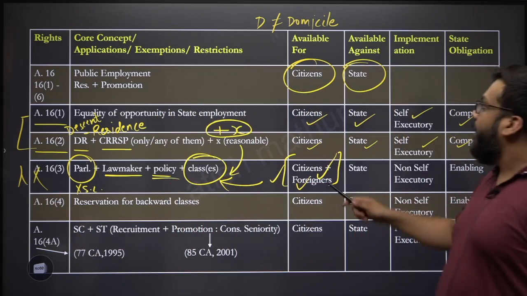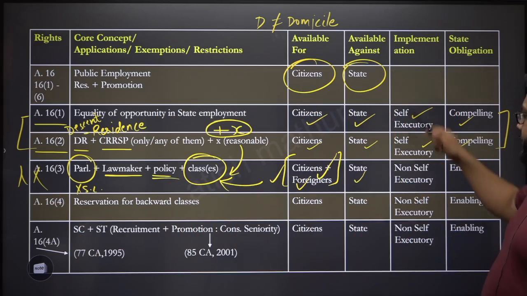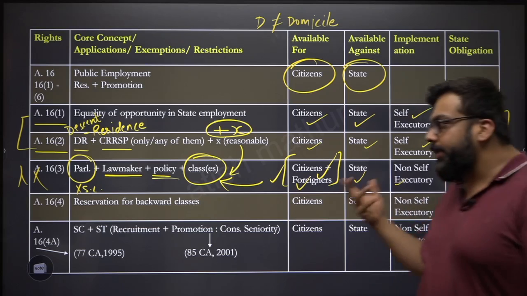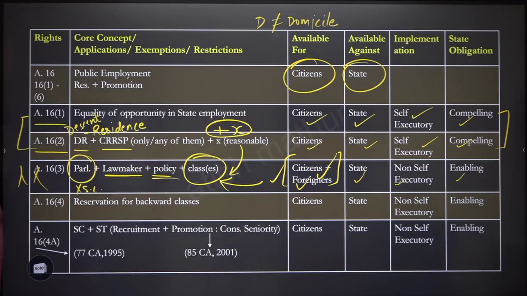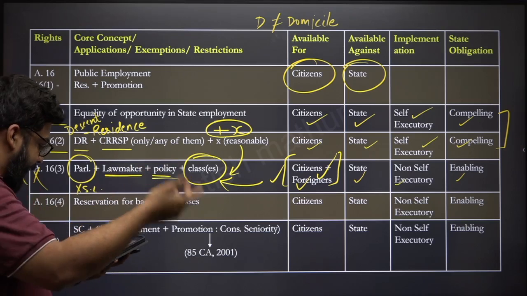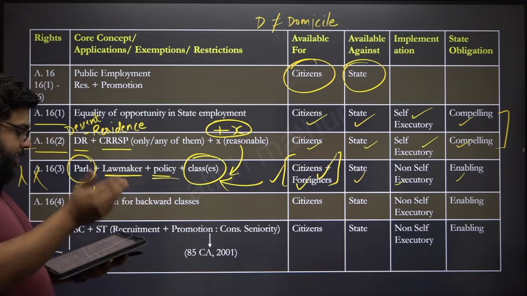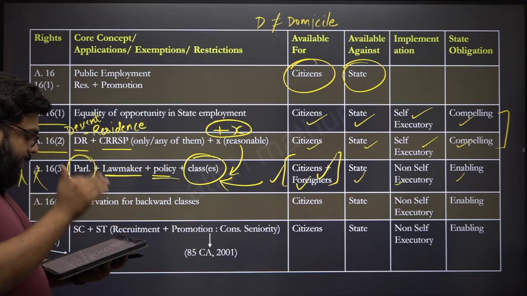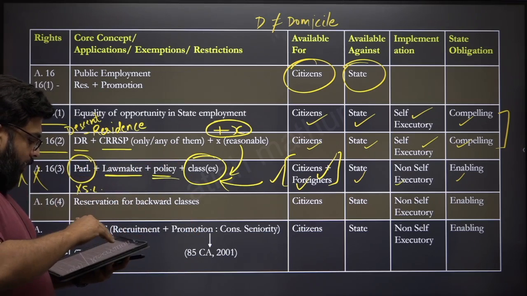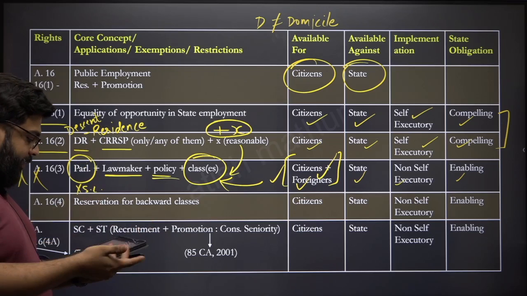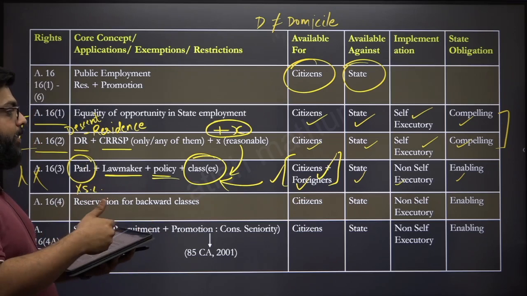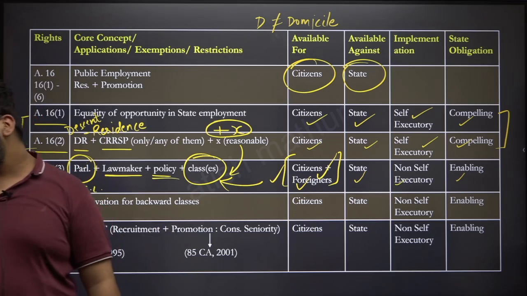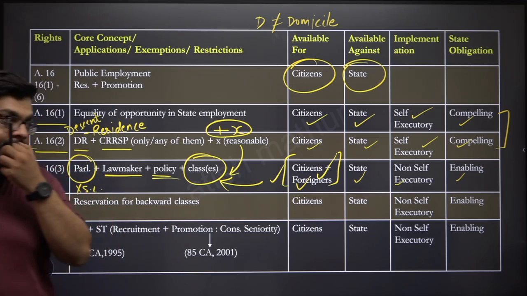But anyways, it is available against the state, it is non-self-executory and it is enabling in nature, because all that Article 16 Clause 3 says, it's written in a slightly complicated manner, is: nothing in this article shall prevent the Parliament from making any law in regard to class or classes of appointment under the government or any union or any office under the state, any requirement within the residence of that state or union territory, or for that matter the country as a whole.